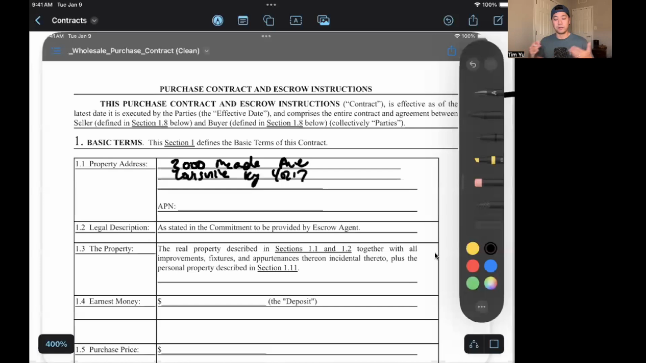But a lot of the time, when you're doing a traditional sale, it's usually going to be about 1% of the purchase price. So let's just use an easy number today. Let's just go with the standard $1,000 earnest money. So when I get this contract signed by the seller, I'm going to send this to the title company to open escrow along with $1,000 to secure this contract.